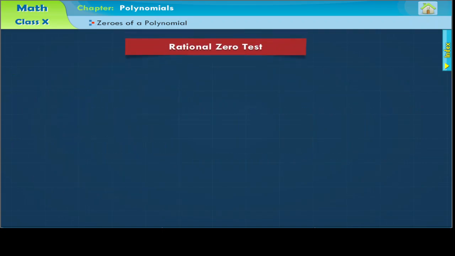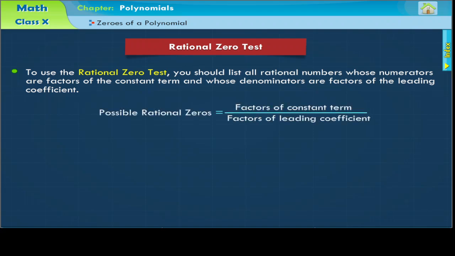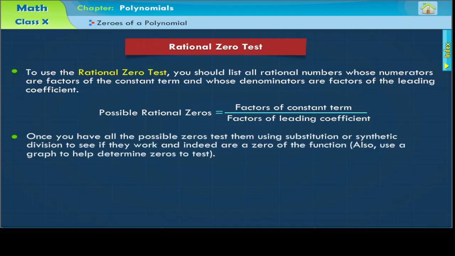Rational zero test. To use the rational zero test, you should list all rational numbers whose numerators are factors of the constant term and whose denominators are factors of the leading coefficient. Possible rational zeros is equal to factors of constant term by factors of leading coefficient. Once you have all the possible zeros, test them using substitution or synthetic division to see if they work and indeed are a zero of the function. Also, use a graph to help determine zeros to test. It only tests for rational numbers.